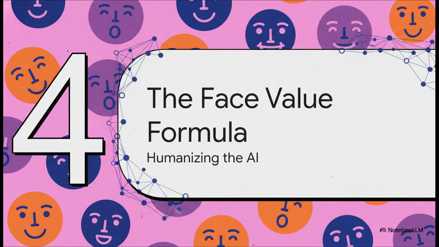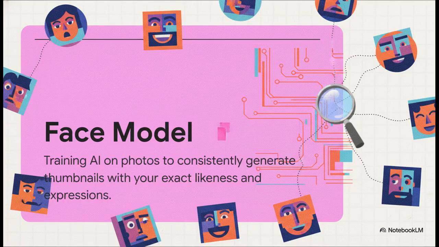Which brings us to Section 4, the face value formula, humanizing the AI. So, a cinematic background is awesome, but it's not enough on its own. For most content, expressive human faces outperform absolutely everything else when it comes to click-through rates. But to maintain your personal brand, you need what's called a face model. This is where you deliberately train an AI on dozens of high-quality photos of your actual face. Once it's properly trained, the AI essentially learns the exact geometry of your likeness.